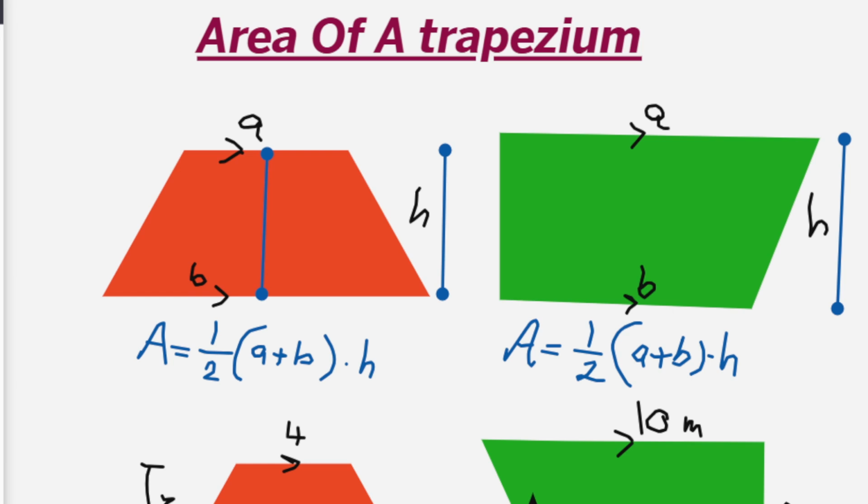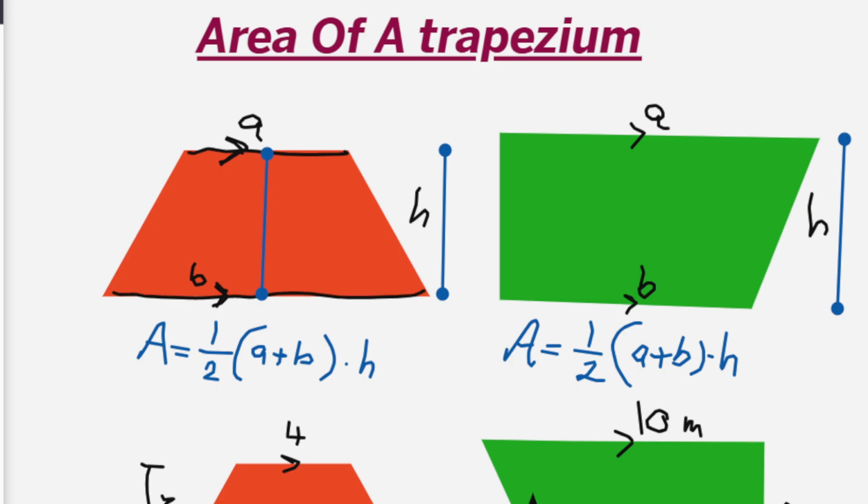In this video, I would like to explain how to find the area of a trapezium. Now, the trapezium usually looks like one of these shapes. The important part is that two opposite sides are parallel. Have you noticed this sign? This means they are parallel.